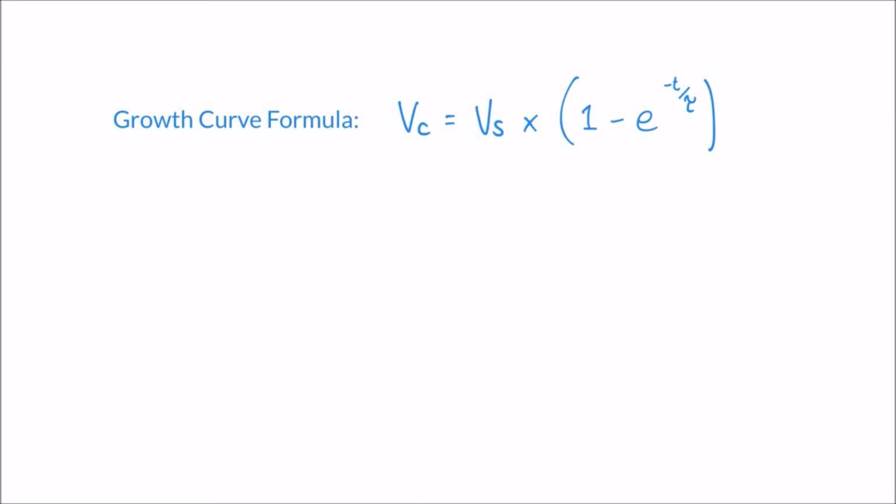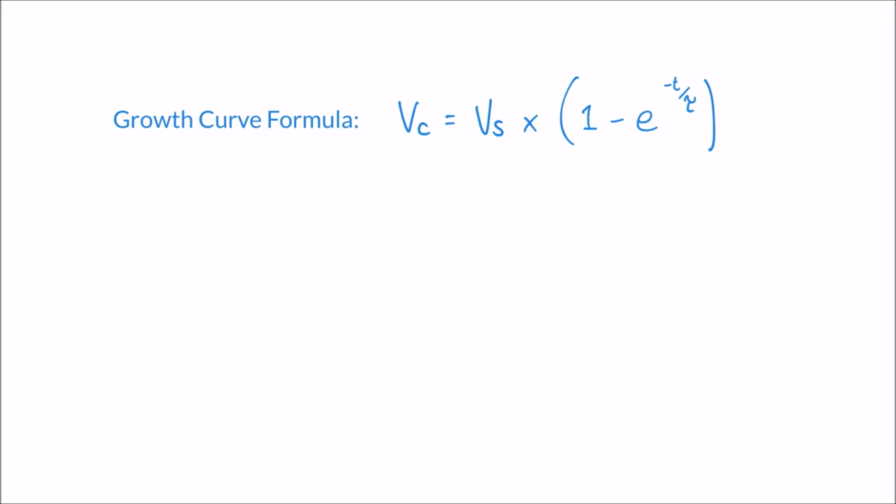Finally, we have 1 minus e, and e represents the exponential function. And e is to the power of minus t over tau. Well, we know what tau is. Tau is that letter for the time constant. But t is the time at which we can take any given measurement.